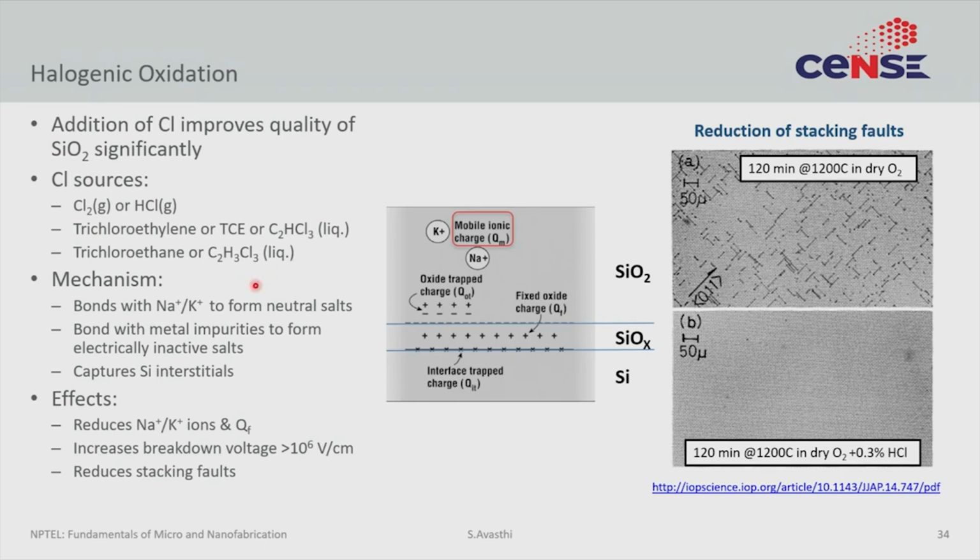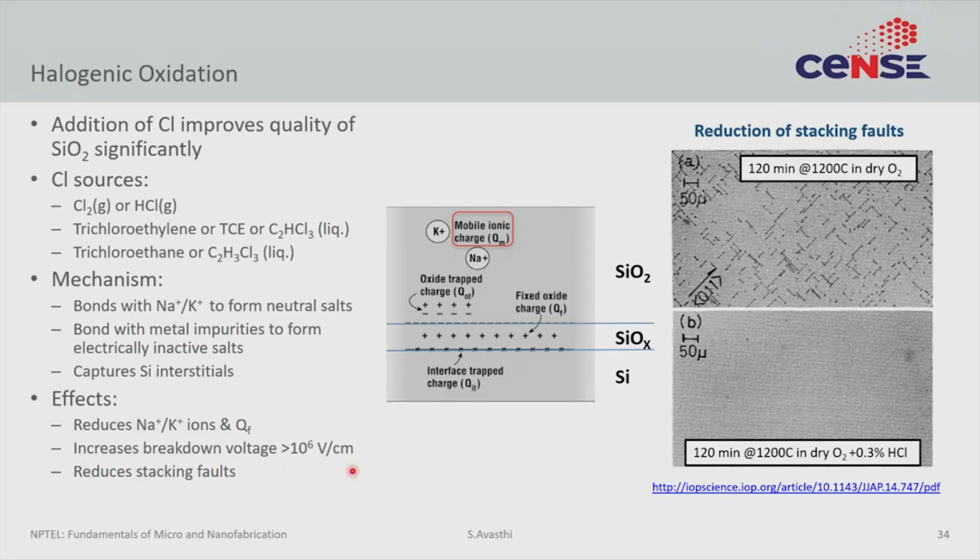Sodium and potassium both form very stable salts with chlorine. So, they just form the neutral salt, and that neutral salt then has a harder time moving in your silicon dioxide than sodium ion alone would. It also has an added effect that it actually captures the silicon interstitial that exists in the silicon dioxide, which actually reduces the oxide trap charges also to some effect, and that actually enhances your breakdown voltage.